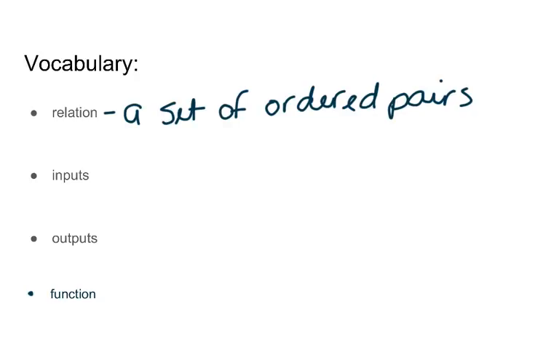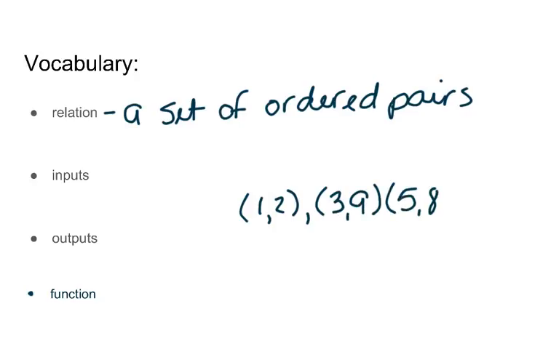Okay, inputs. Before I talk to you about inputs and outputs, I want to write down a set of ordered pairs and explain what's the input and what's the output. So write these down: (1, 2), (3, 9), (5, 8), and (14, 10).